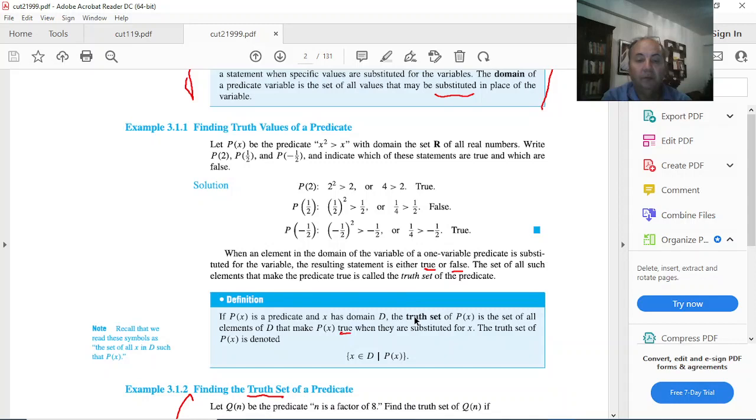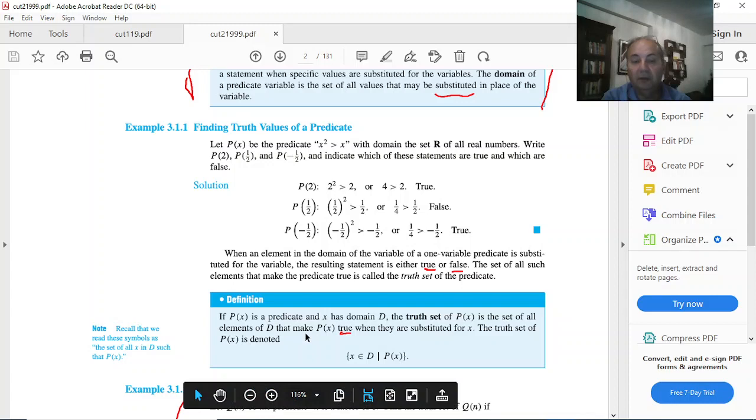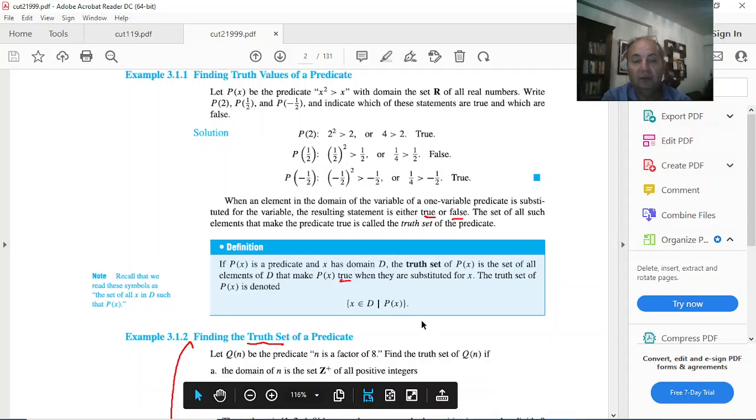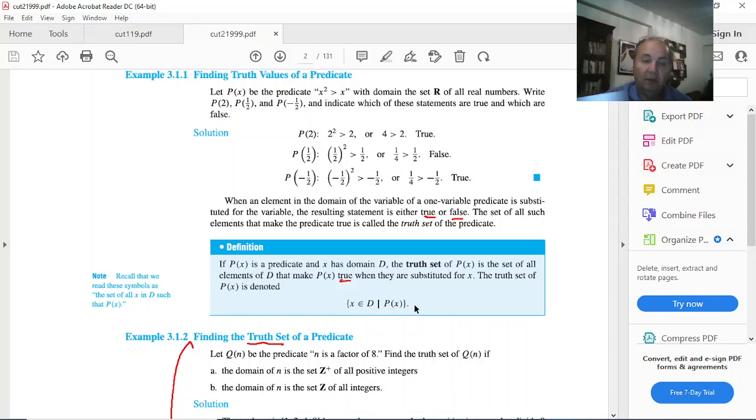Why? x has domain D, and P(x) is mainly about the domain, the set of all elements in the domain. P(x) is true when they are substituted for x. The truth set is shown like that. Now this is the truth set, but we have to check every element of the domain, not just one of them.